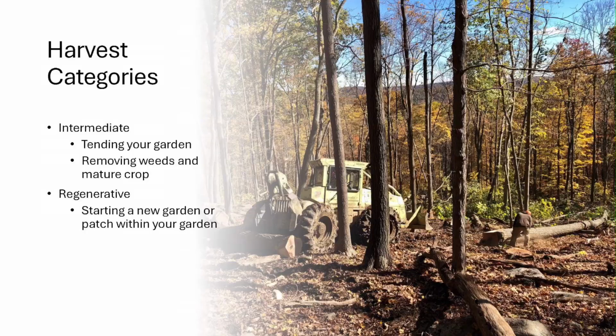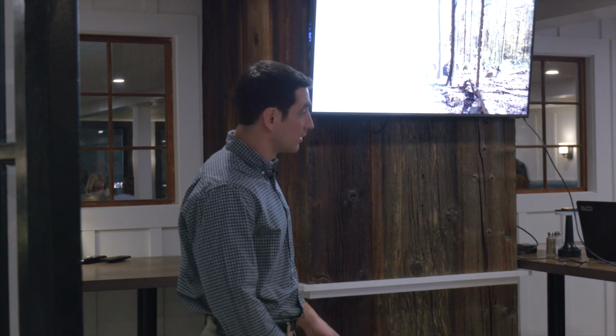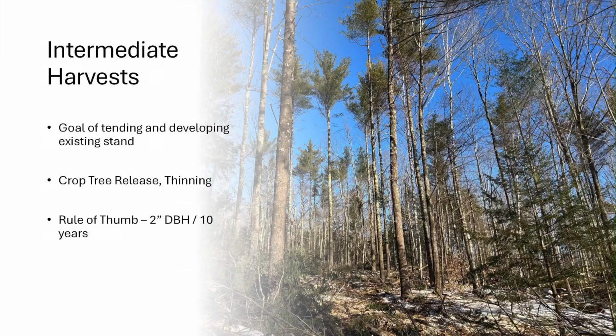And then a regenerative harvest is starting fresh or placing a patch within the existing garden. And that regenerative harvest could be because the entire crop is mature, or it can be that someone else didn't do a great job and things have been somewhat high graded, where it's so weedy and unacceptable that the best option is to start fresh. The intermediate harvest is, like I said, to tend and develop the existing stand. We can do what's referred to as a crop tree release, similar to the backyard. You think about how many trees are touching the crown of your individual trees and mark those accordingly, and thin out the forest in a way to achieve those goals that you have.